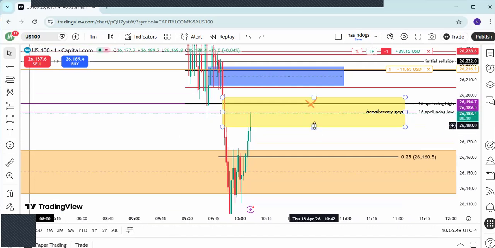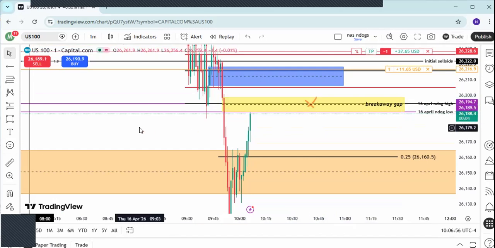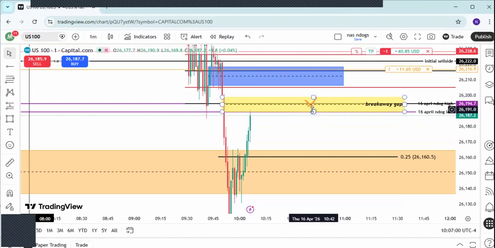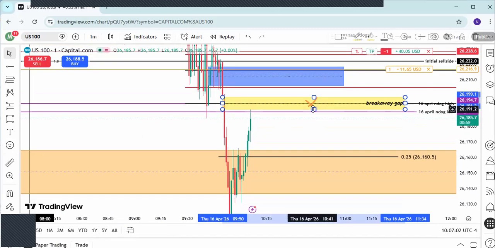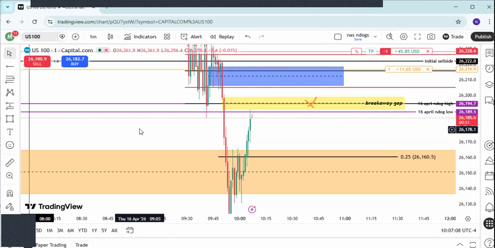So far, this portion is still open of the breakaway. That's valid. Okay, let's raise it once more. So far, this portion remains open. We wanna see some portion remain open basically here.